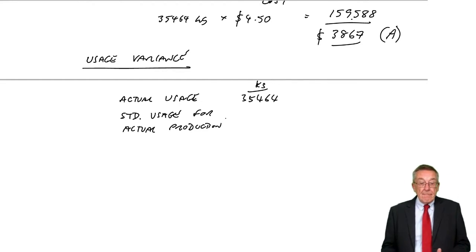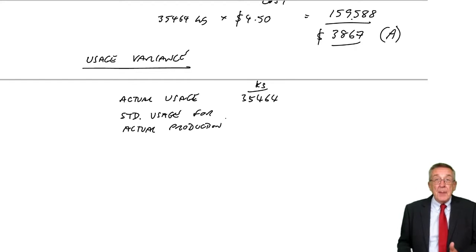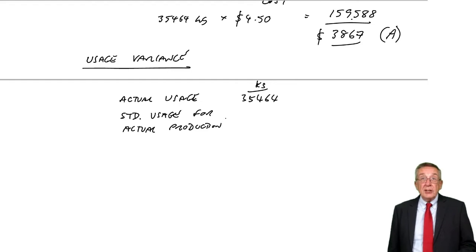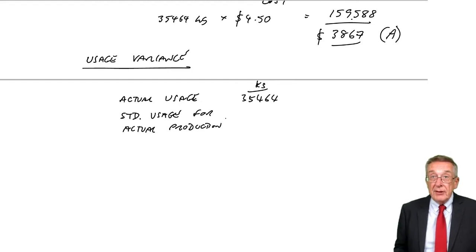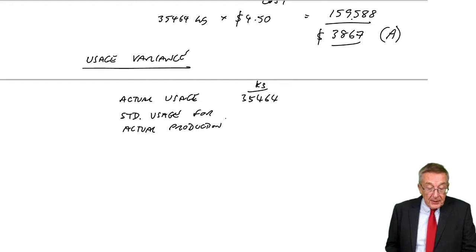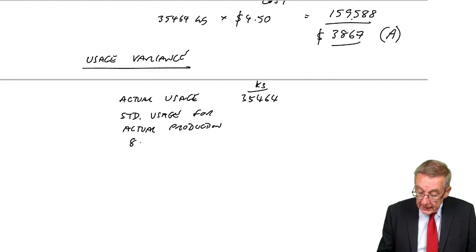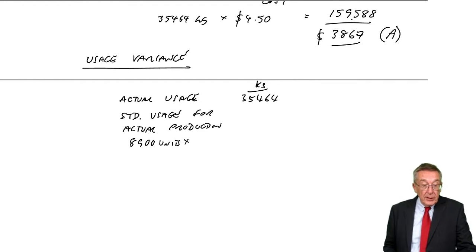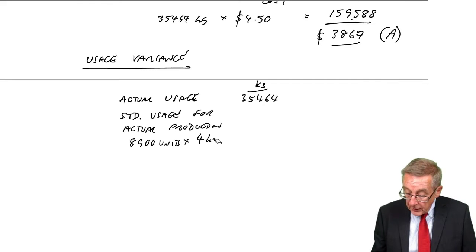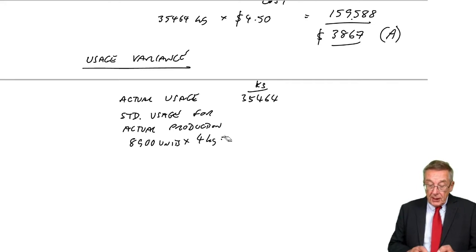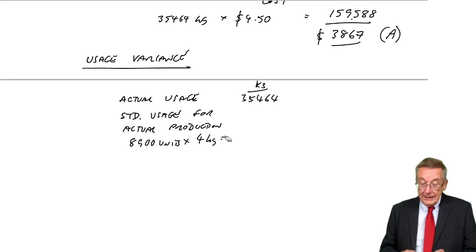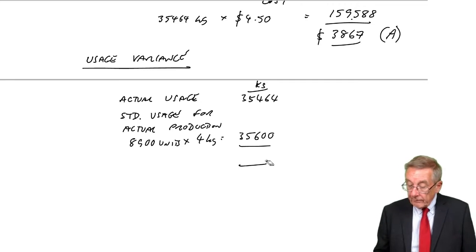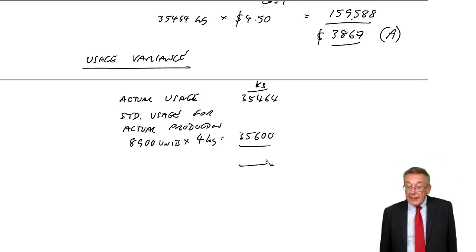Because remember, we produced more than budget. There's no point in comparing actual with the original fixed budget. For the number we actually produced, how many kilos should we have used? Well, how many did we produce? The actual production was 8,900 units. How many kilos should we have used per unit from the cost card? It should have been 4 kilos. And so in total, we should have used 35,600. So in fact, here we did quite well.